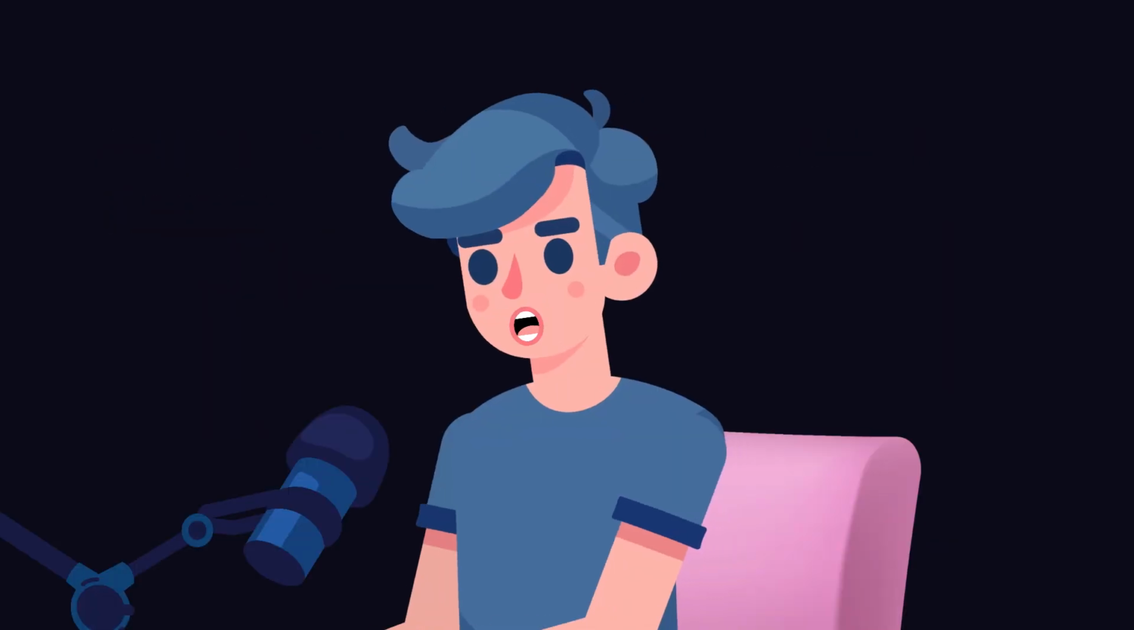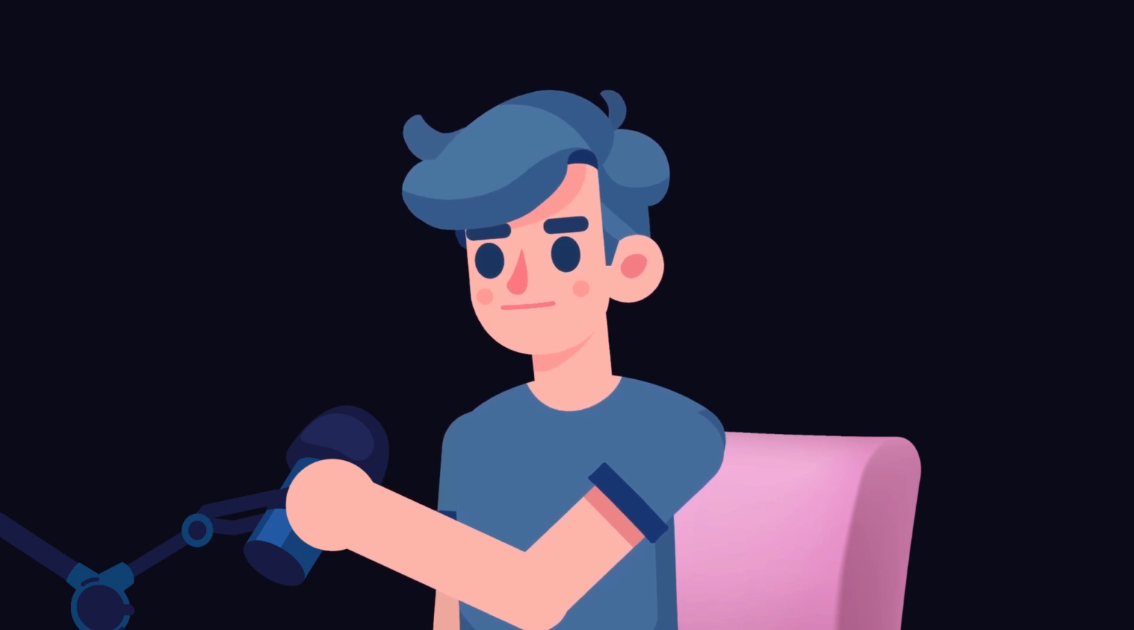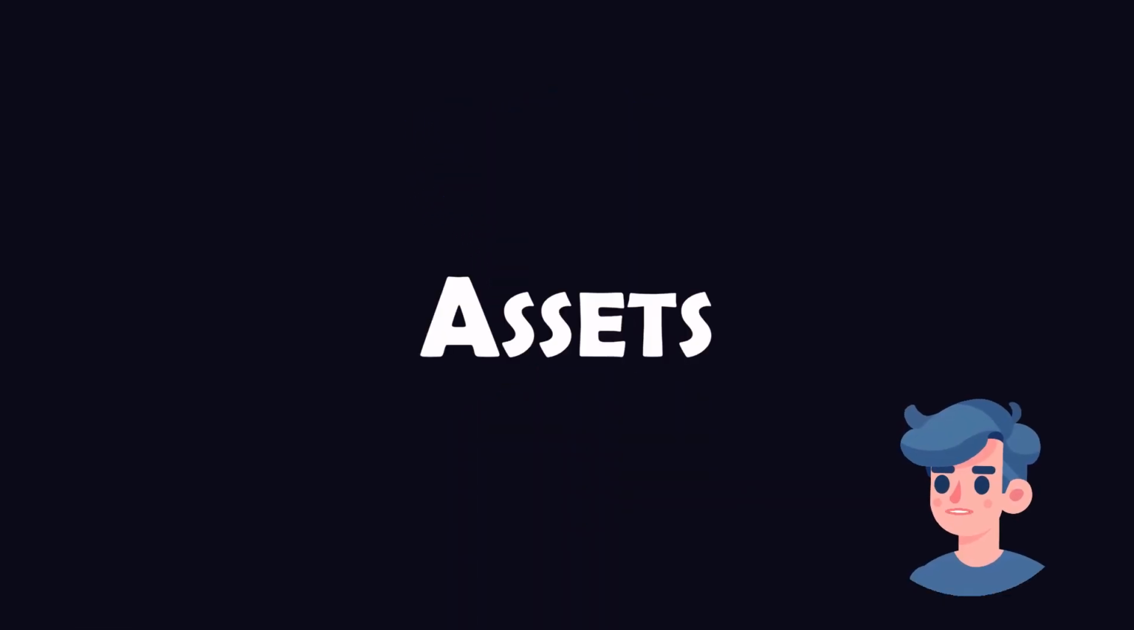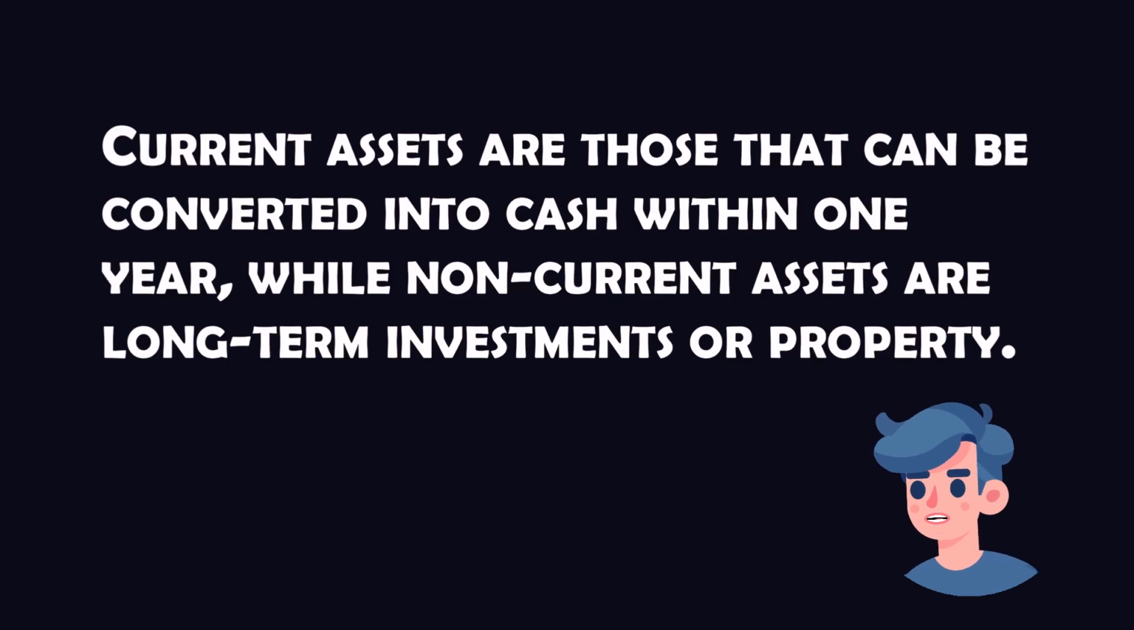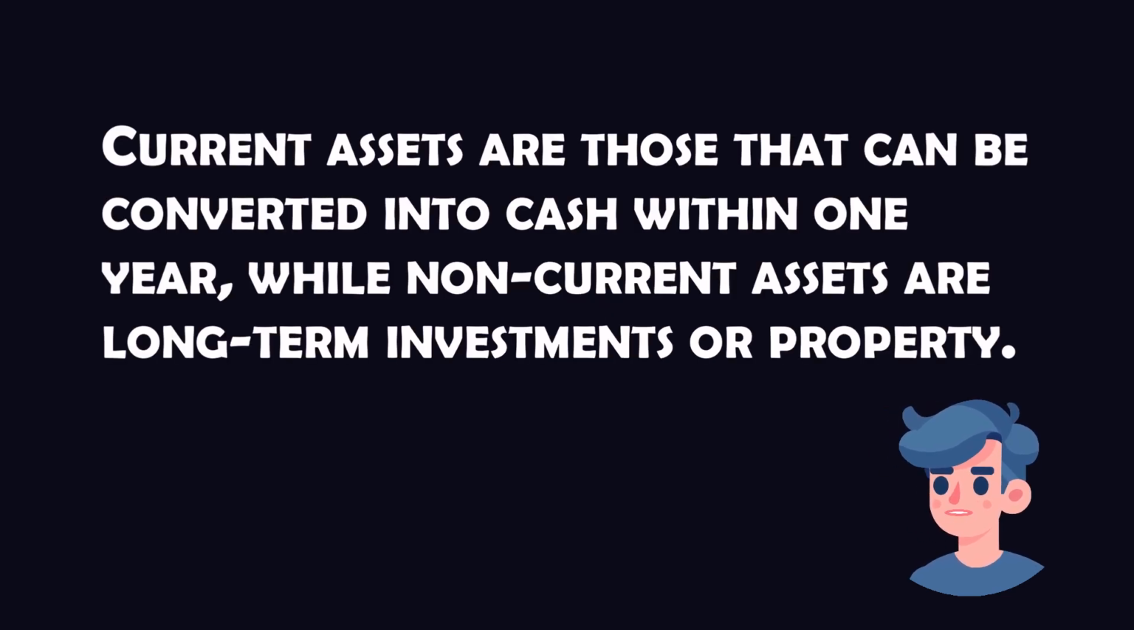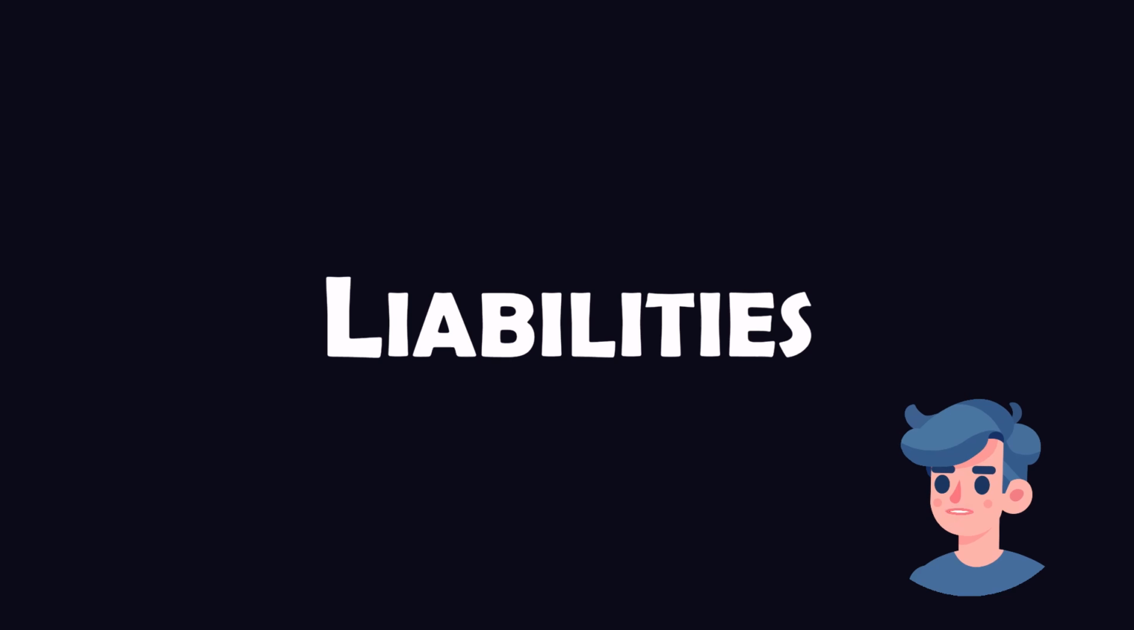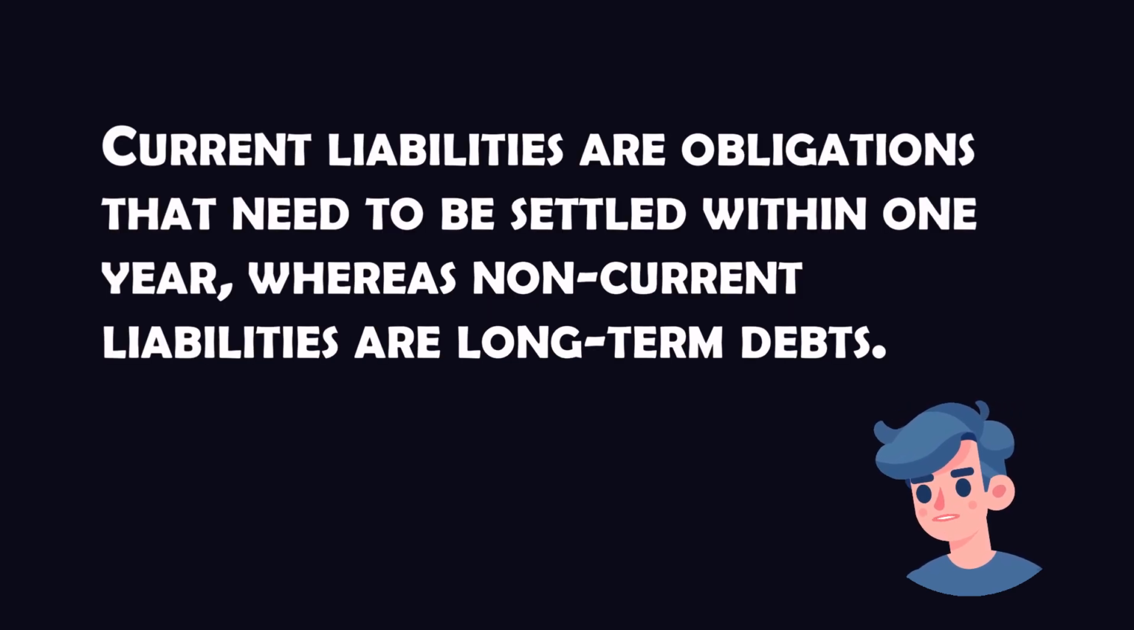Now, let's break down the components of a balance sheet. Assets are everything that a company owns and can provide future economic benefits. They are usually classified into current and non-current assets. Liabilities represent what the company owes to others. These are also classified into current and non-current liabilities.